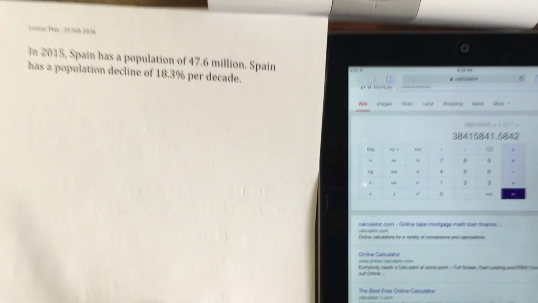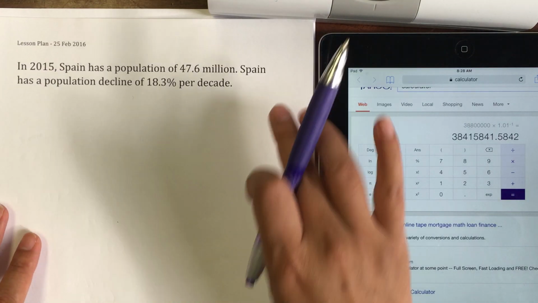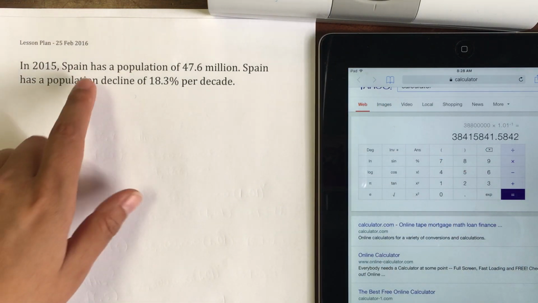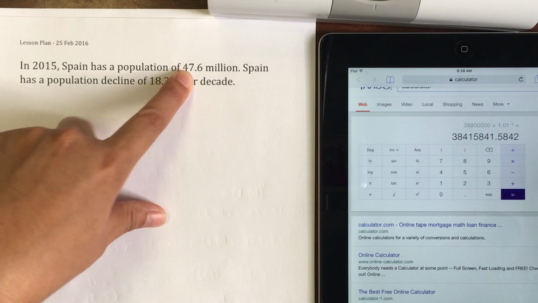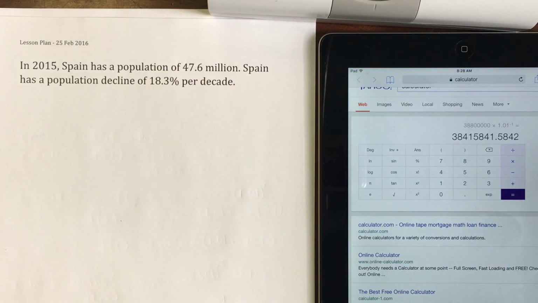Let's go with another example. So in 2015, Spain has a population of 47.6 million. Spain has a population decline of 18.3% per decade. Okay, so there are two things going on in here.